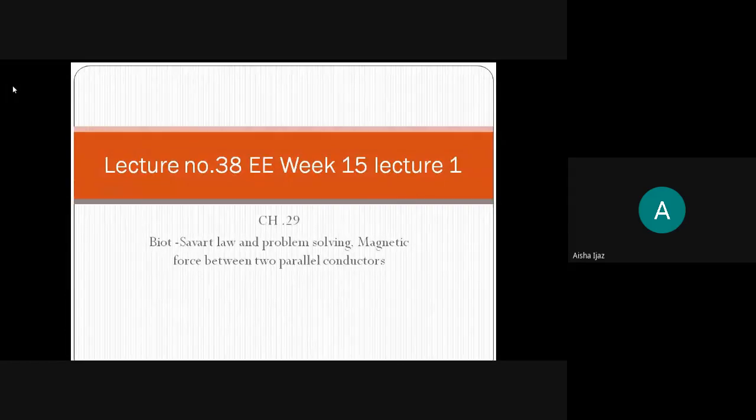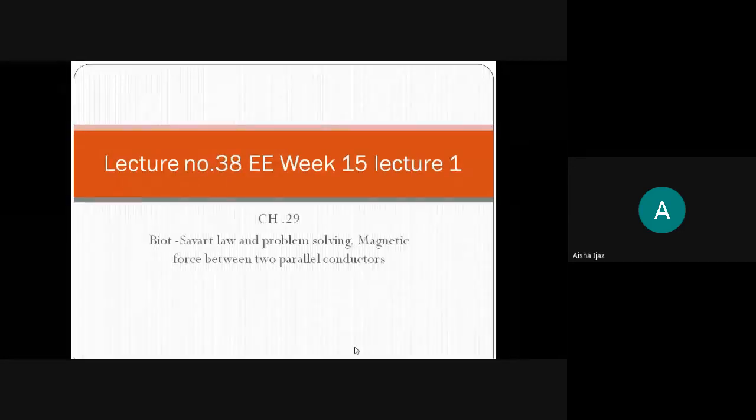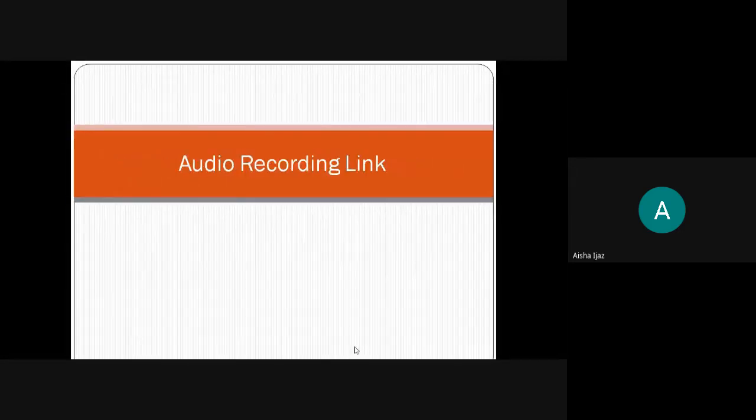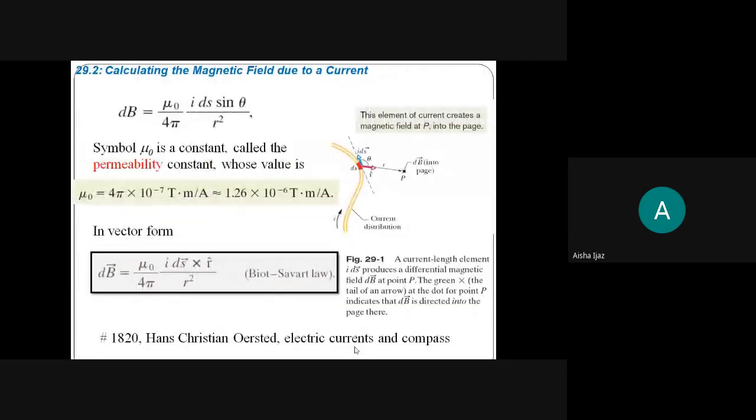In today's lecture, we are going to start chapter 29 from the textbook Halliday, Resnick and Walker. And the topic we are going to start is basically the Biot-Savart law and the magnetic force between two parallel conductors. Up till now, we have discussed in the previous chapter the magnetic field and the magnetic force, and how you can calculate it.